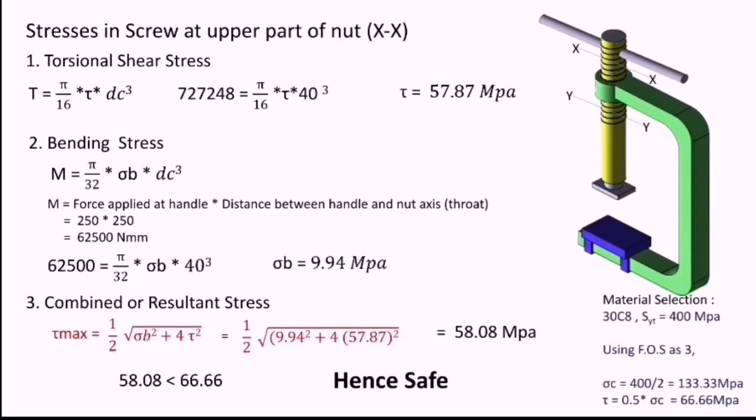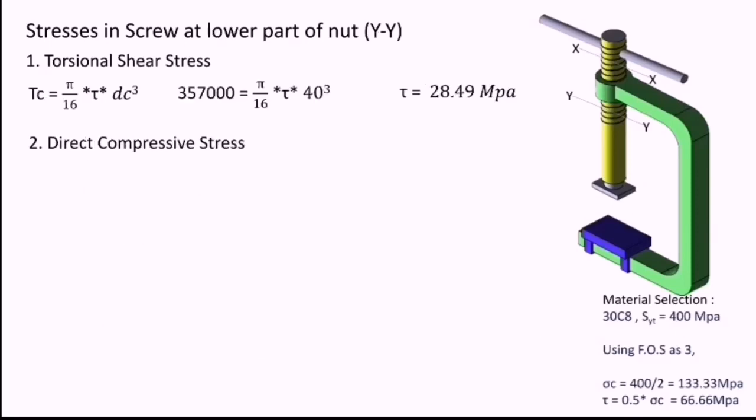Similarly, let us find the stresses at the lower part, that is at section YY. We know that section YY will be subjected to two stresses. One will be the torsional stress and the other will be compressive stress. For torsional shear stress, we have T is equal to pi by 16 tau dc cube. Here T will be only the torque due to collar friction. On substituting the values, I will get the value of tau as 28.49 MPa.